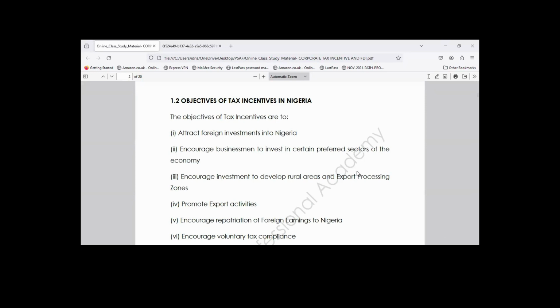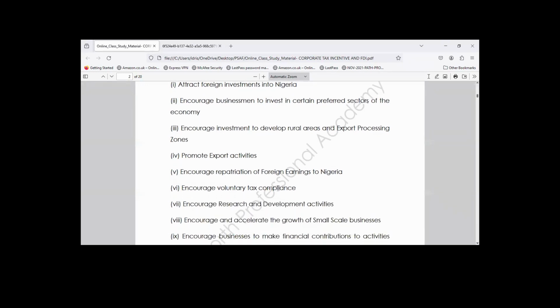Promotion of export activities too. Tax incentives will promote export activities. Encourage repatriation of foreign earnings to Nigeria. If you earn any foreign earnings, through tax incentives, you can bring it back to Nigeria through an approved channel. If you bring it back to Nigeria through an approved channel, you are not going to pay tax.